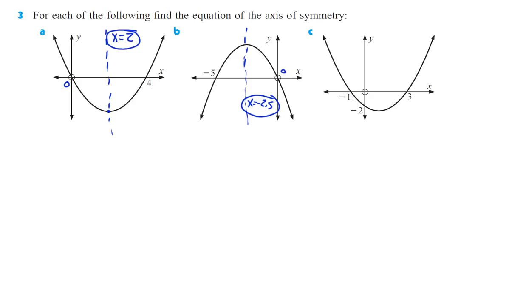And then this one here is halfway between 1 and 3. Right? And so that is going to be, let's see, if we add 1 there, we're at 0. Subtract 1 there, we're at 2. So halfway between 0 and 2 is 1. So the axis of symmetry is x equals 1 on that one.